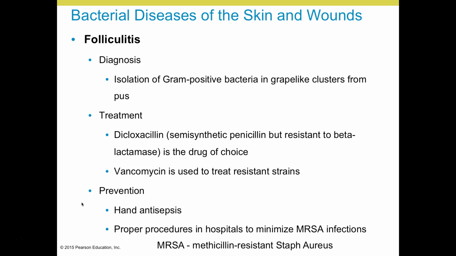Okay, the diagnosis: do a gram stain. Gram-positive bacteria is the first thing that we have to deal with. And then we can do a coagulase test, and it can be treated with dicloxacillin. Now, this works and not penicillin, because this happens to be a semi-synthetic penicillin, which is resistant to the beta-lactamase. So that's the answer that you probably gave me before. Vancomycin is also used to treat the resistant strains. And wash your hands. That's how you prevent it. Proper use in hospitals to minimize MRSA is also important. And as you know, MRSA is methicillin-resistant Staph aureus.